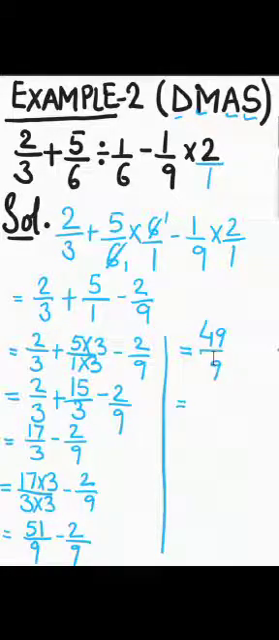Now, you cannot leave the answer here. This is not simplified form because this is improper fraction. So you have to change it into mixed number by dividing 49 by 9. When you will divide it, you will get the answer as 5 whole 4 by 9. So this is the simplified form of this mathematical expression.